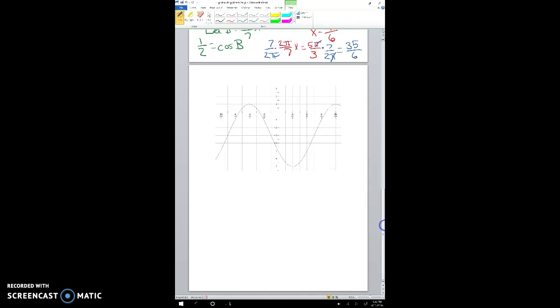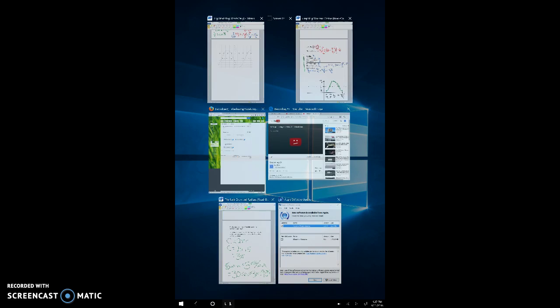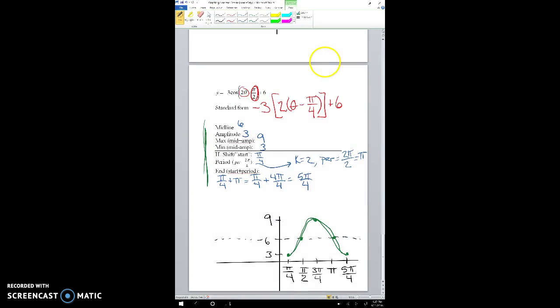The last type of problem you're going to see on the test that has to do with this is you're just given a graph and you have to write the equation. So, same deal as always. We're going to find the midline. Then we want to find the amplitude.